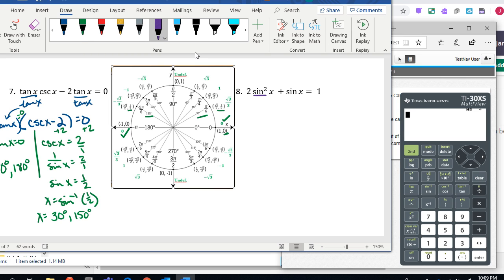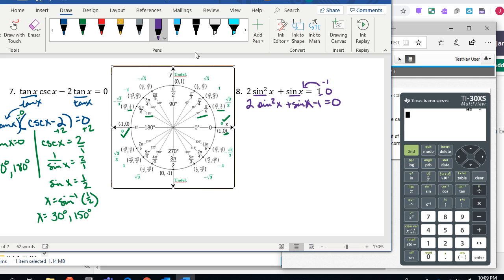This one, be careful. We have 1, 2. Here's my third part, but it's got to be equal to 0, not to 1. So what happens is I have to move this to the other side by subtracting 1, and then this side really does become our 0. So I'm going to have 2 sine squared x plus sine x minus 1 equals 0.